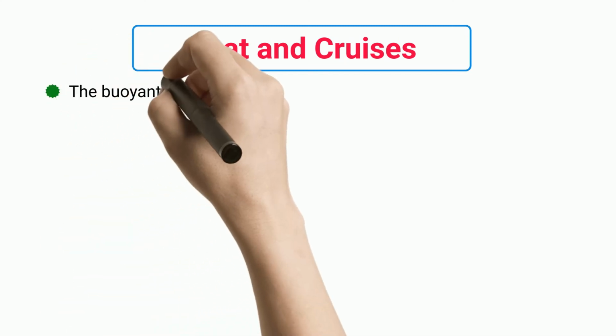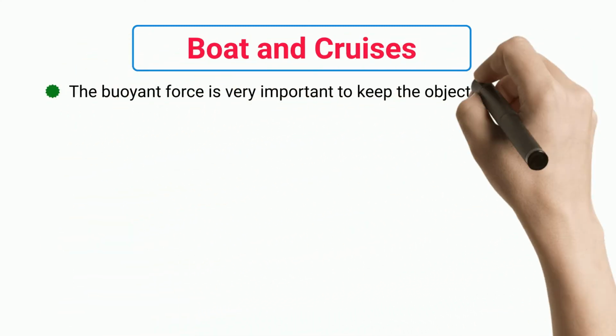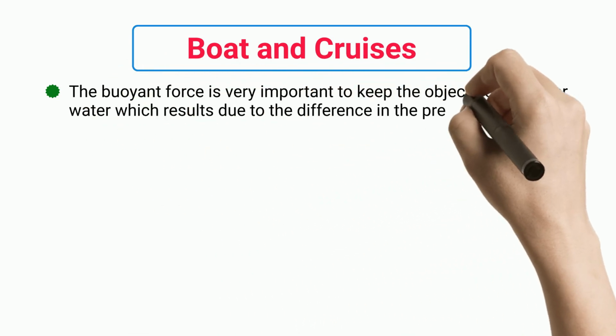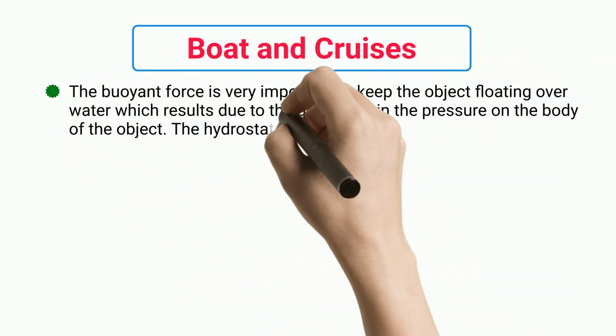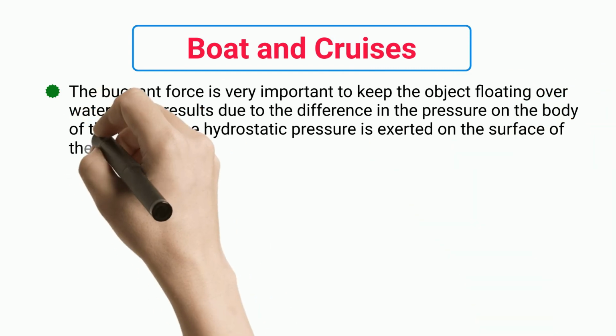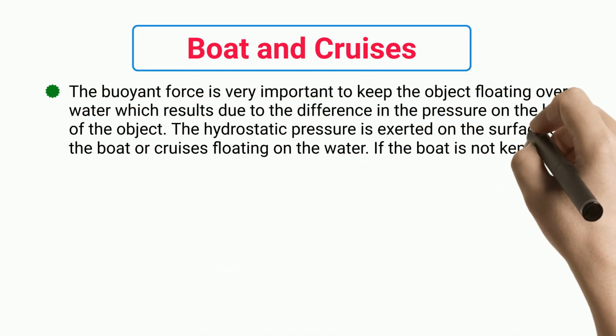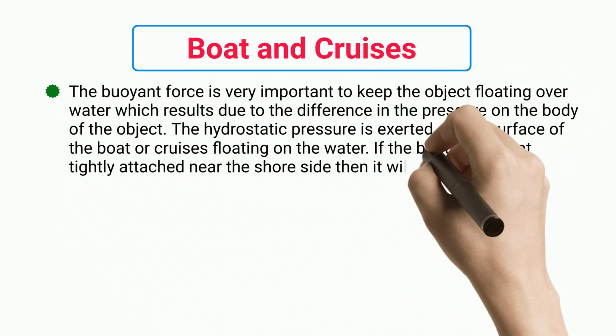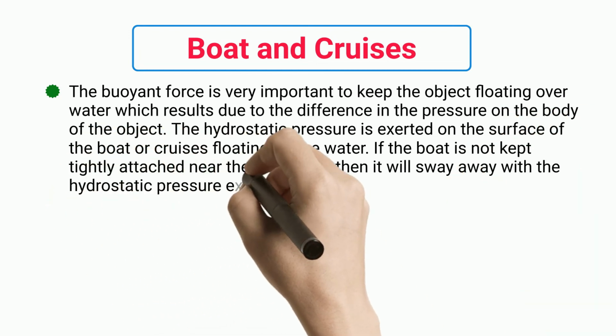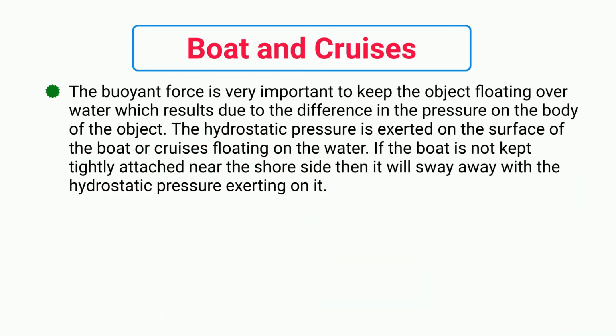Boats and cruises. The buoyant force is very important to keep the object floating over water, which results due to the difference in the pressure on the body of the object. The hydrostatic pressure is exerted on the surface of the boat or cruises floating on the water. If the boat is not kept tightly attached near the shoreside, then it will sway away with the hydrostatic pressure exerting on it.